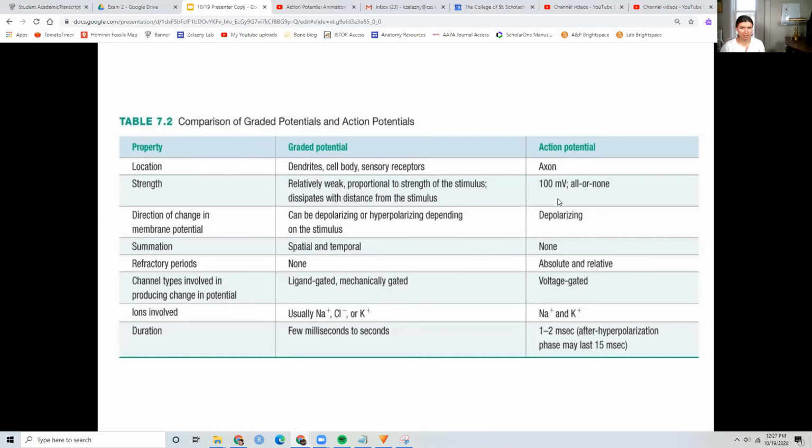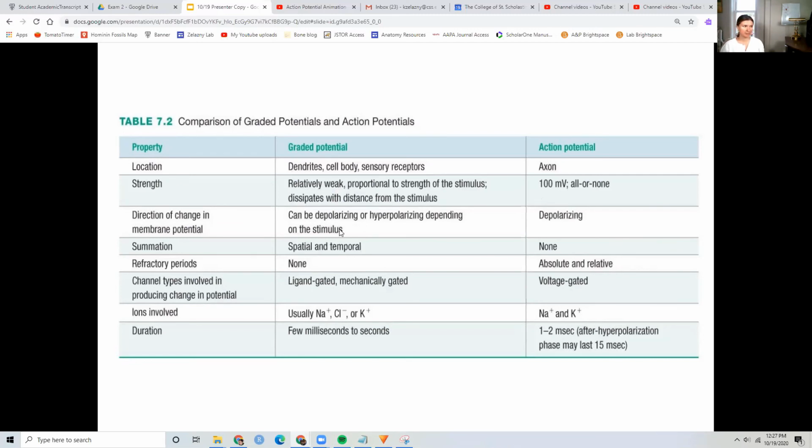Our graph always looks the same. We always have a change of 100 millivolts. But if we looked at a graded potential, maybe it gave us plus 10, maybe it gave us plus 20. It was raising us different amounts close to the threshold, depending on how strong the signal was. So we had a weak graded potential, but it did differ in size, whereas our action potential is always, always, always the same.